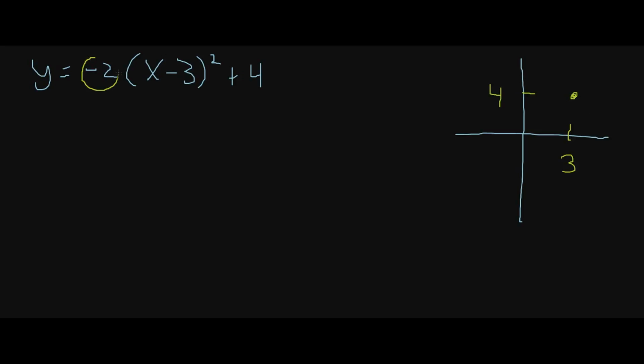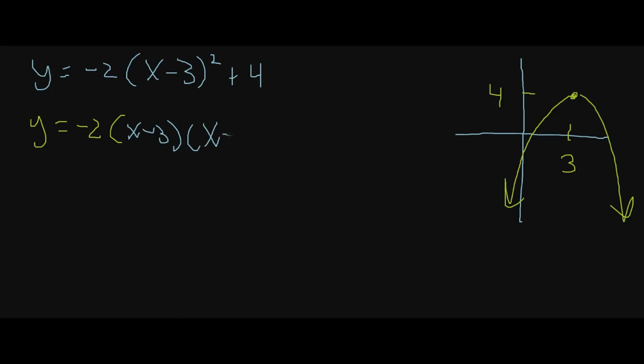But we have to be careful because we have a negative on here. The negative tells us that it's a reflection over the x-axis. It's going to look something like that, upside down now because of the negative. All right, let's get started. We have the x minus 3 squared. The square tells us that we're going to have the x minus 3 multiplied by itself twice.